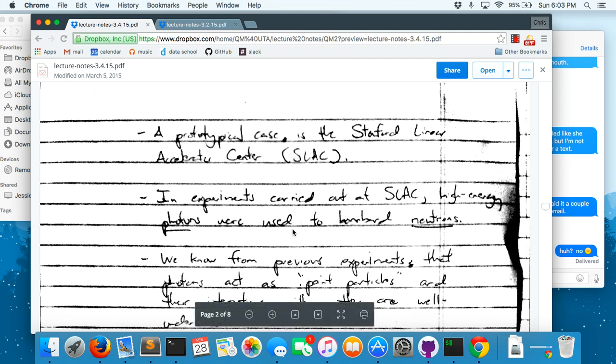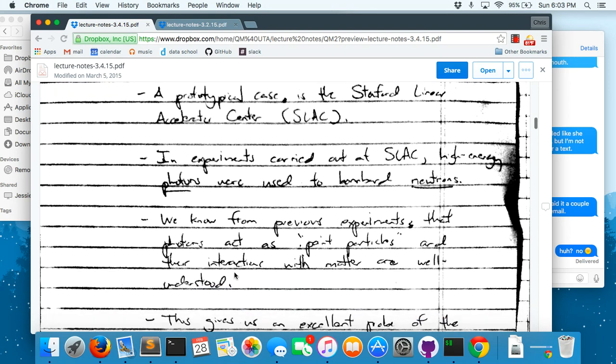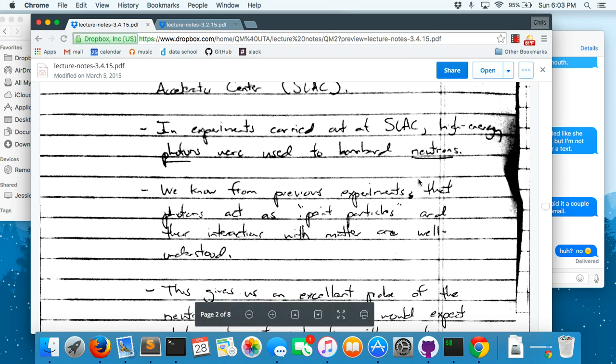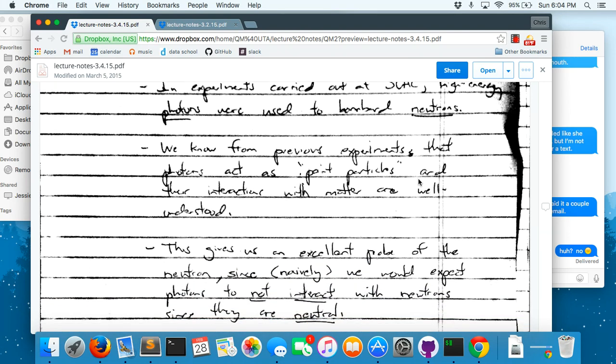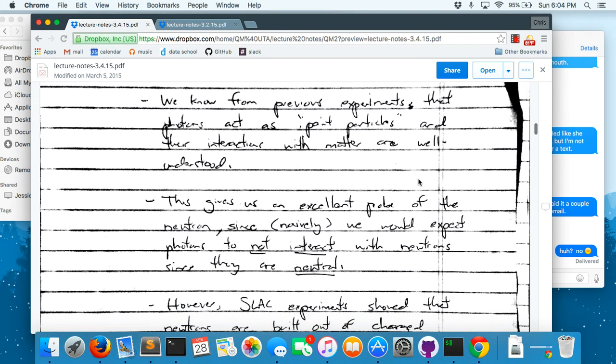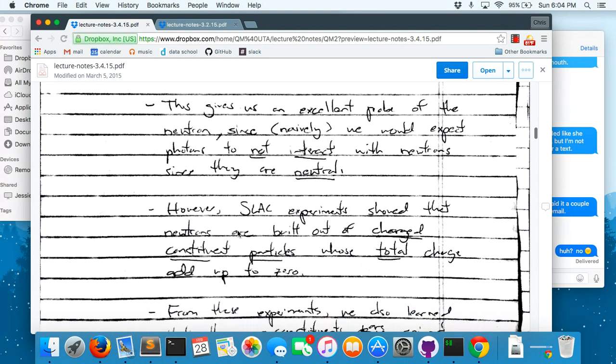And we know that at the time that these types of experiments were being done, photons were basically point particles, so they were fundamental. And what was being tested was the structure of a neutron. Is the neutron truly fundamental, or does it have some internal structure? What the photons were able to show is that the neutrons are actually built out of charged constituent particles, right?